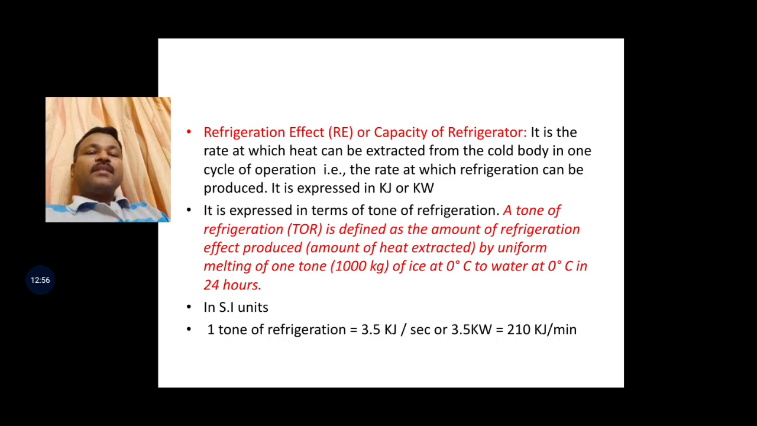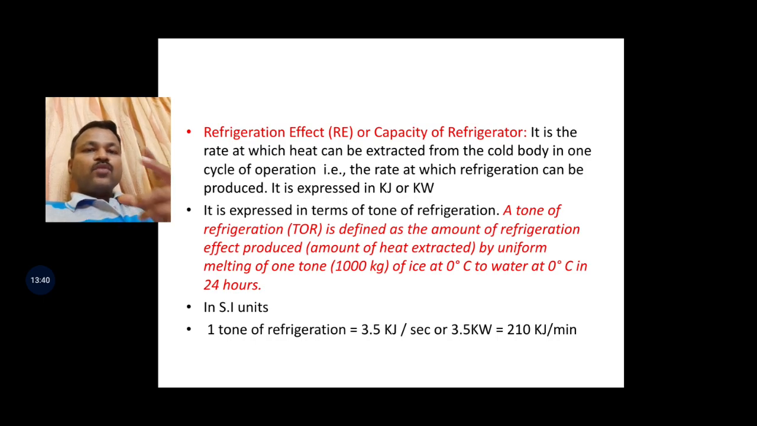Mostly the term we use is ton of refrigeration. It is expressed in terms of tons. Very important: define ton of refrigeration. Ton is the capacity of a refrigerator; we express the capacity of a refrigerator in terms of tons. A ton of refrigeration, TOR, is defined as the amount of refrigeration effect produced, or amount of heat extracted, from a body by uniform melting of 1 ton of ice, 1000 kg of ice at 0 degrees Celsius, to water at 0 degrees Celsius in 24 hours, or 1 day.